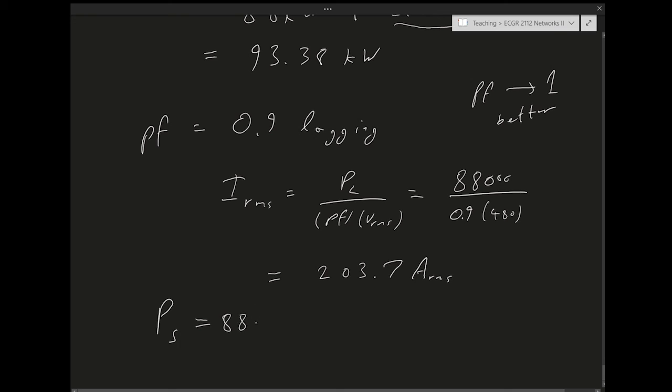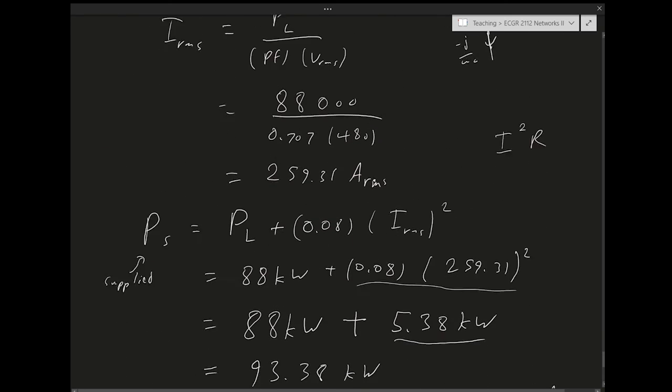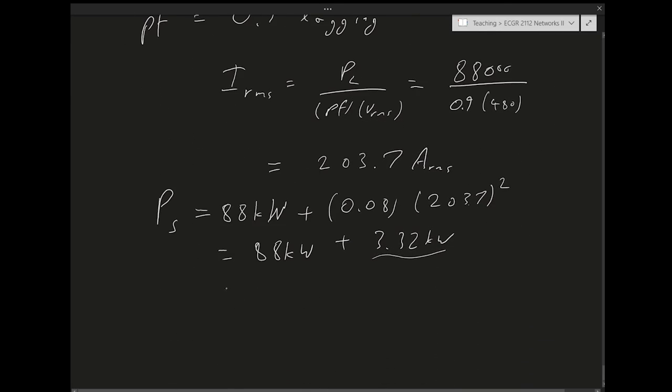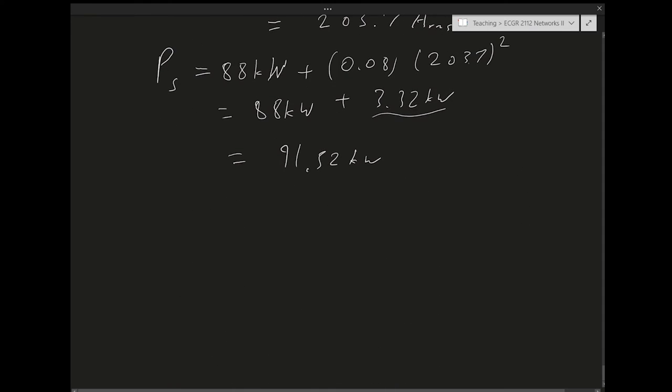So in this case, what is the power that needs to be supplied from the utility? Well, it's 88 kilowatts, and the loss in the transmission line is now 0.08 times 203.7 squared. So this is, okay, this is plus, not equal, sorry. So this is 88 kilowatts plus 3.32 kilowatts. Notice the loss in the transmission line now is less. Only 3.3 kilowatts is lost in the transmission line versus previously 5.38. So now the utility needs only to supply 91.32 kilowatts versus 93.38.